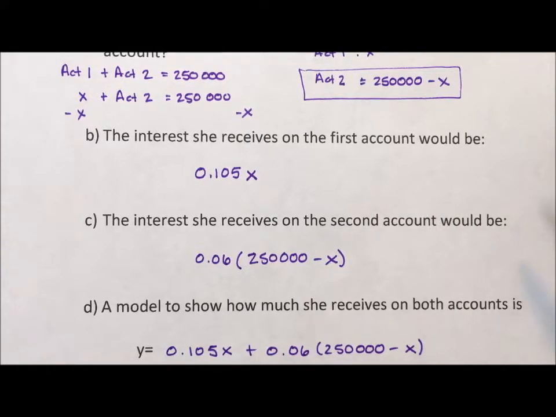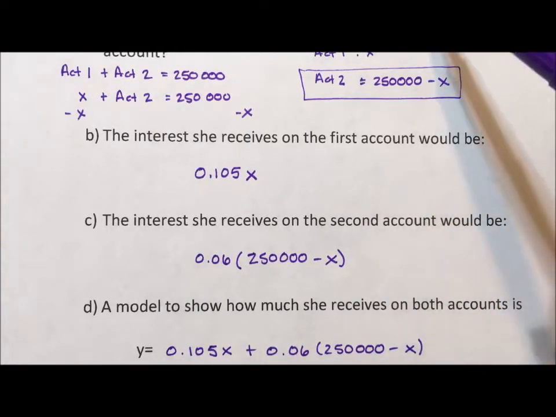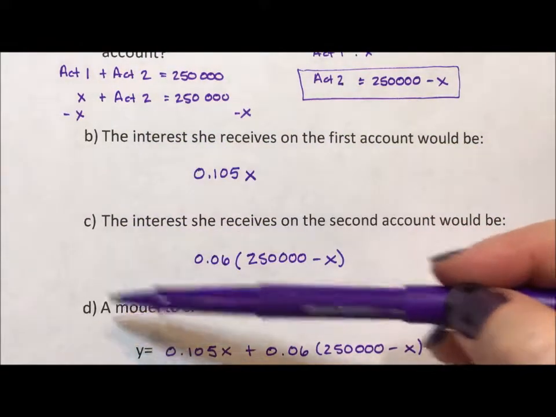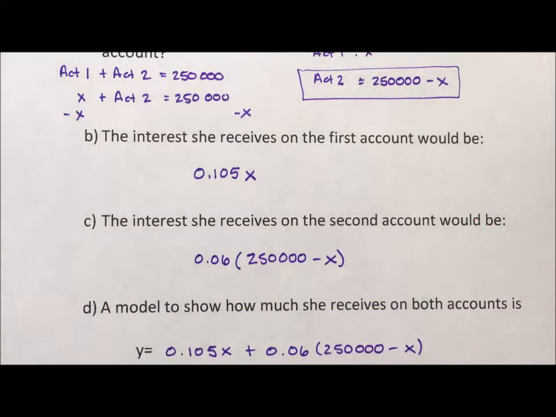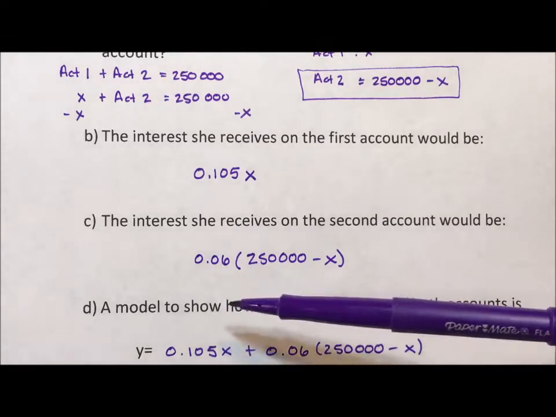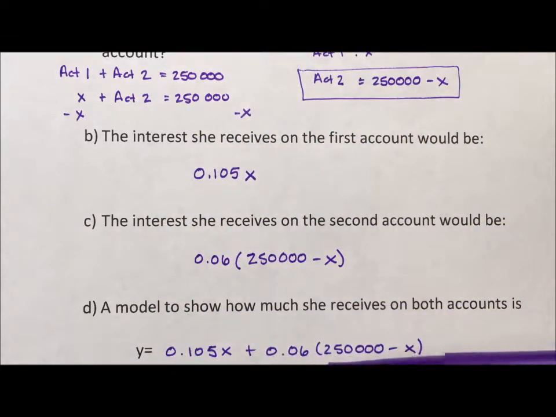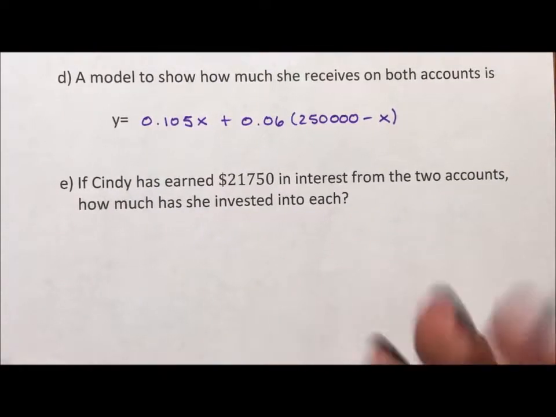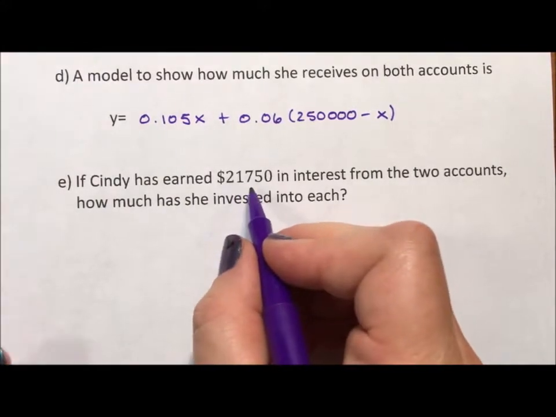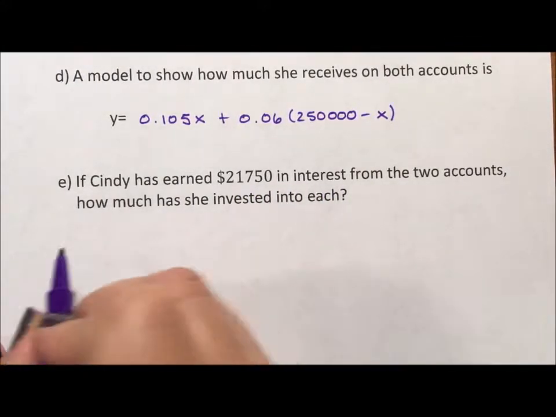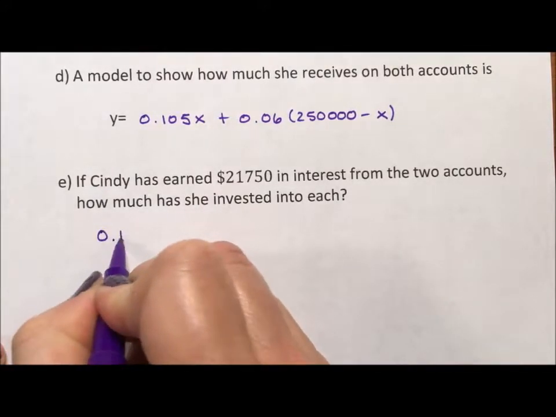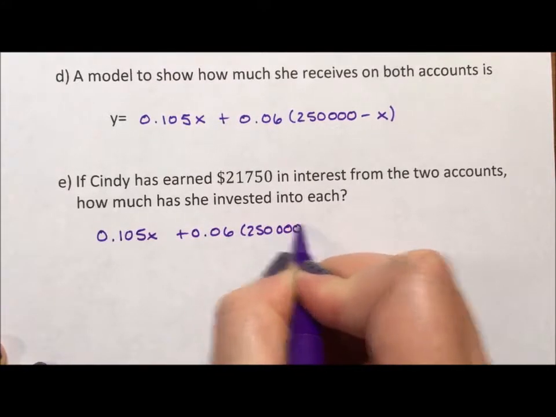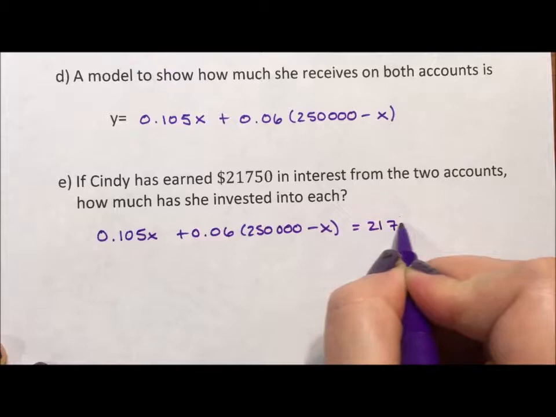Now, if this were an actual story problem that you received in a class, most likely you would get this startup and this question. You would not get this A, B, C, and D. You might be given D if they want to see the equation before you use it, but the A, B, and C are really building up an idea that isn't normally given in an assessment type situation. But the heart of the question you would definitely be asked is, if Cindy wants to earn $21,750 in interest from the two accounts per year, how much does she invest into each? So 0.105x plus 0.06 times 250,000 minus x needs to equal $21,750.